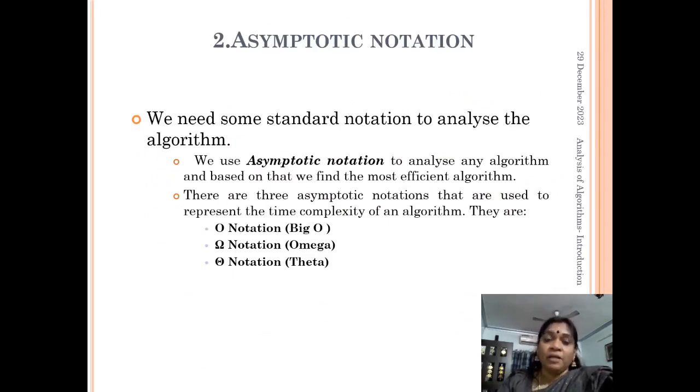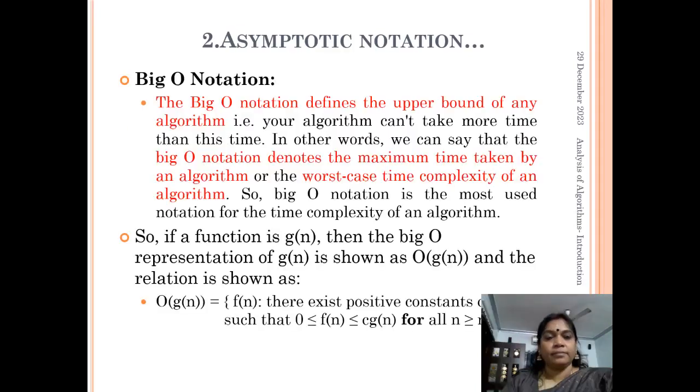Now let us move on to the subtopic asymptotic notation. Here we need some standard notations to analyze the algorithm. We are going to use big O notation, big omega notation and big theta notation. Let us start with the big O notation.